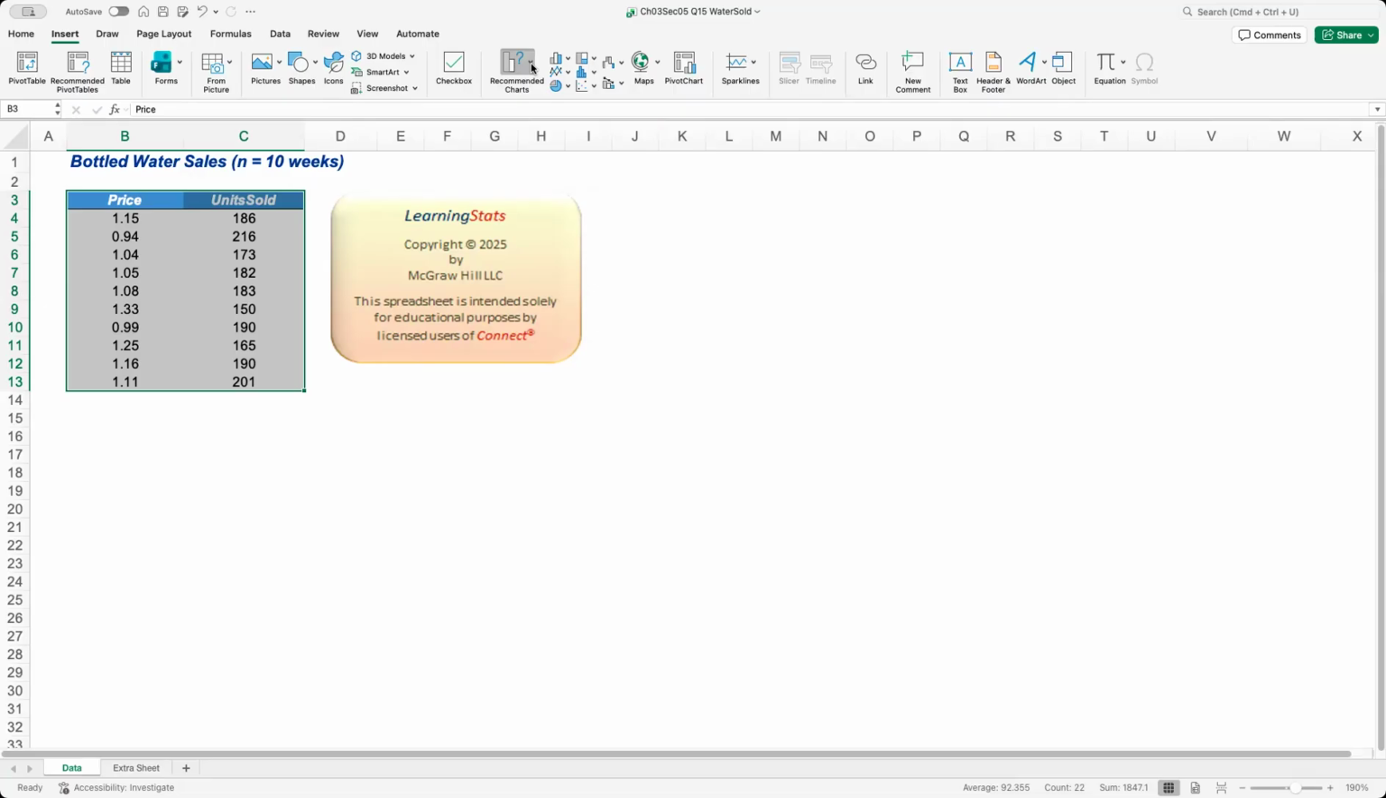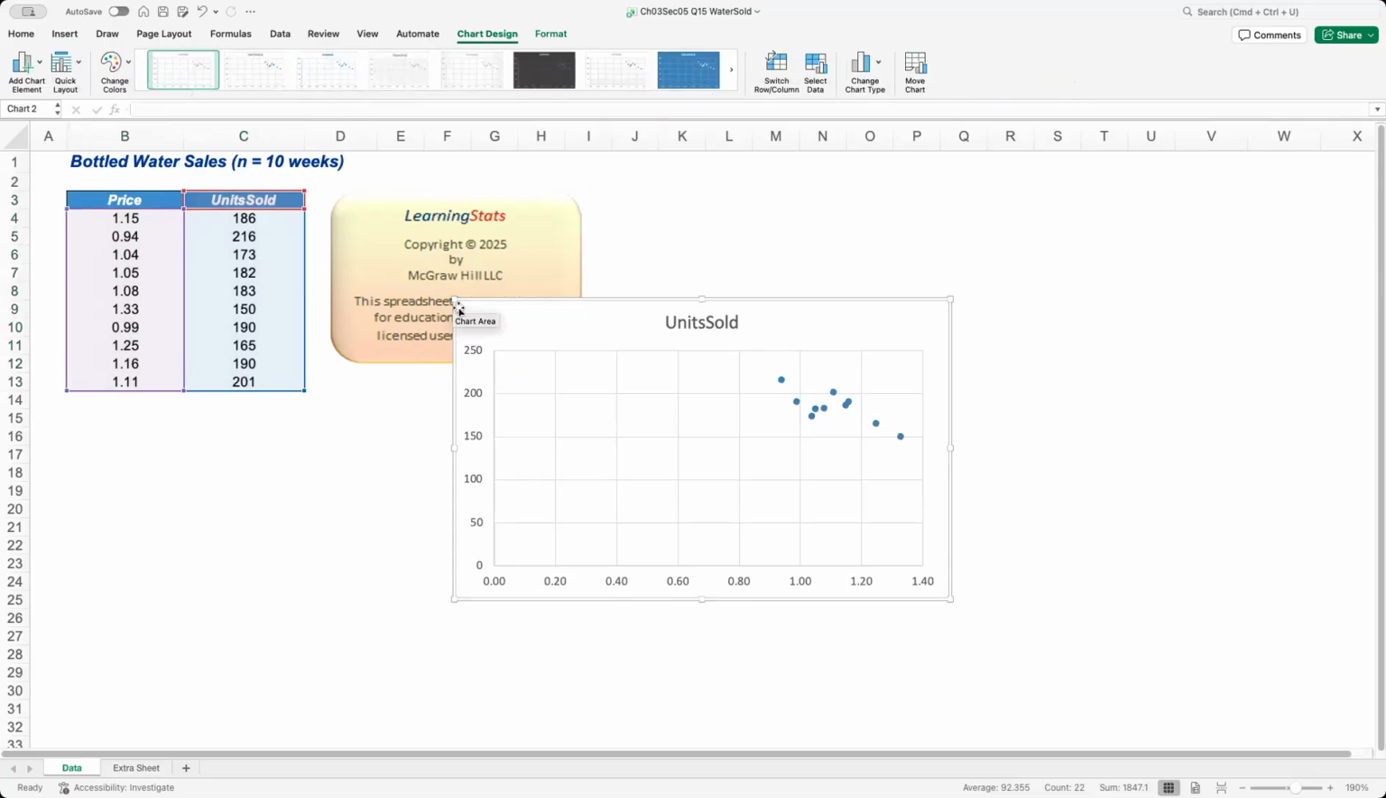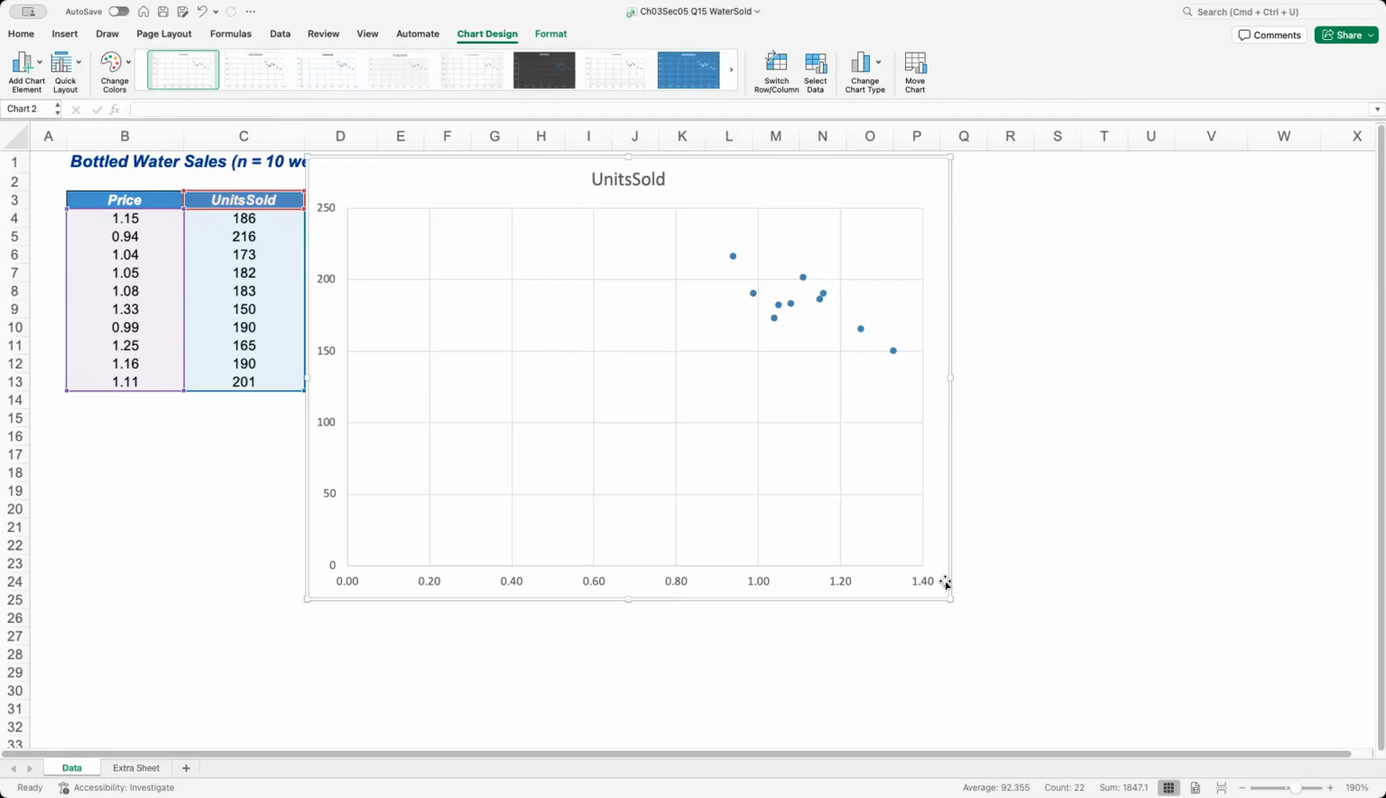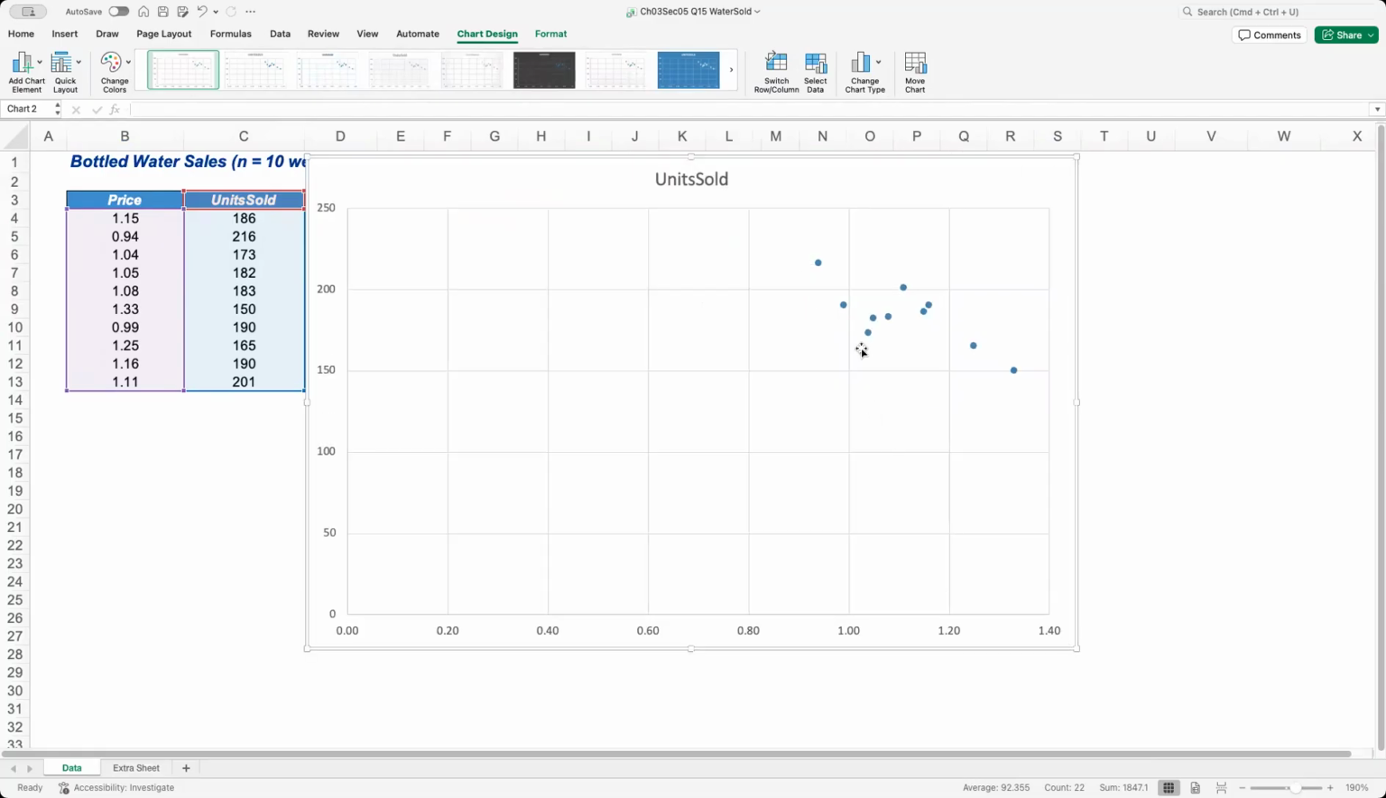Okay, what that created for me is a set of XY values. If I hover over one of them, you'll see it actually brings up a little label. And that label says 1.04, 173. And I see that's the third row of my data, isn't it? When my price was $1.04, I sold 173 bottles.